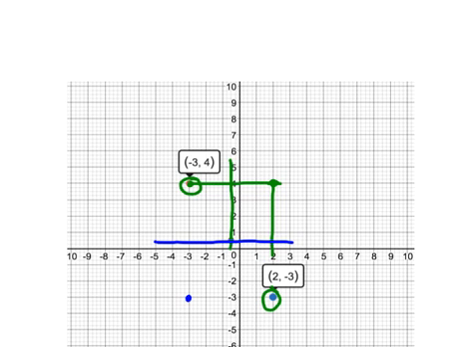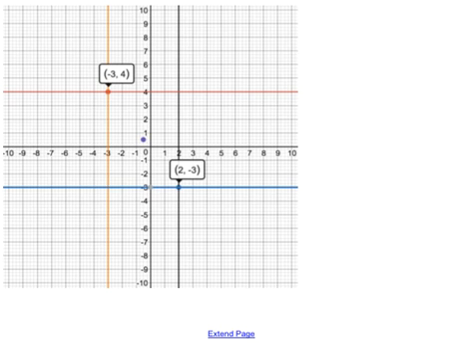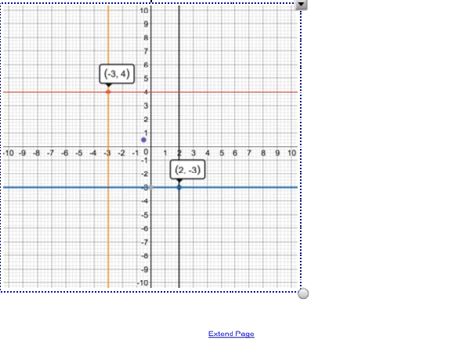Let me show you a different view of that. If I look at this, you can see I've added these lines. I've got the red line right here. Let me make that in red so you can see it. My red line right there. I've got my orange line right there. I've got a blue line right here, and I've got a black line right here.